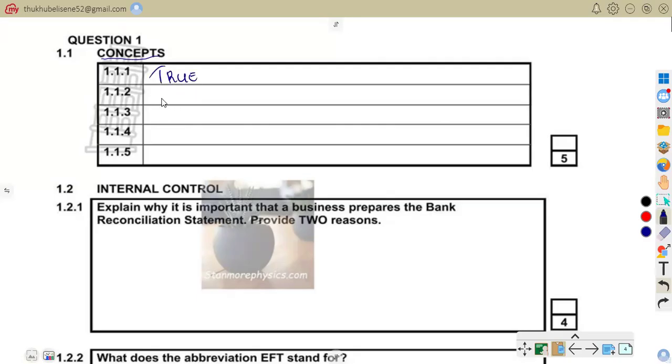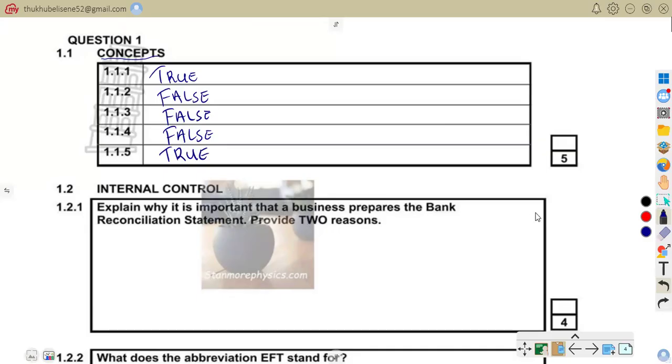And the second one, 1.1.2, it was false. And 1.1.3, it was false as well. And 1.1.4 as well was false, while 1.1.5 was true. So this is that.